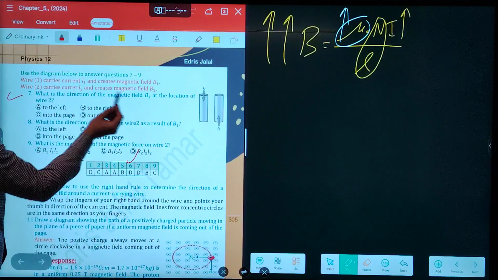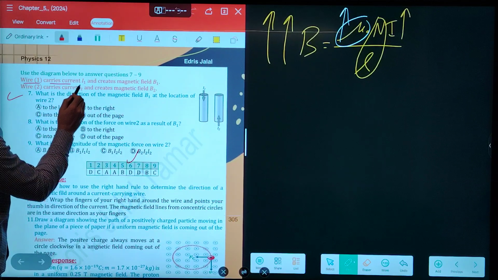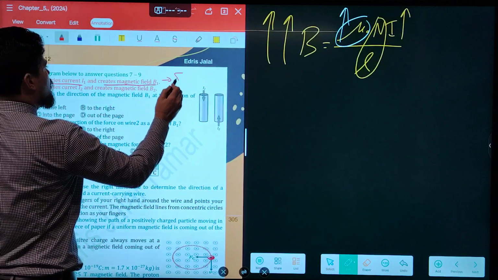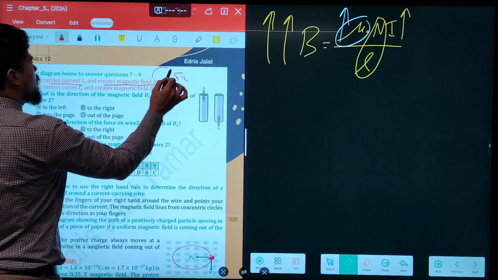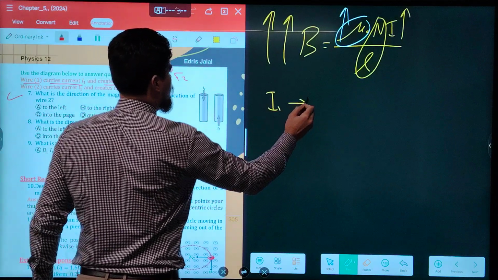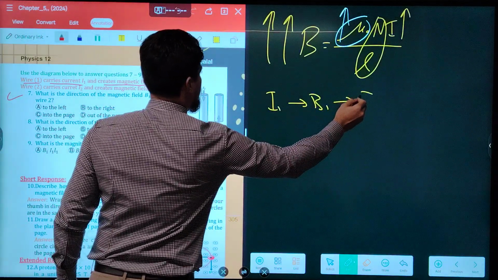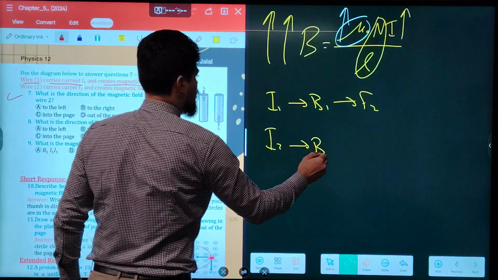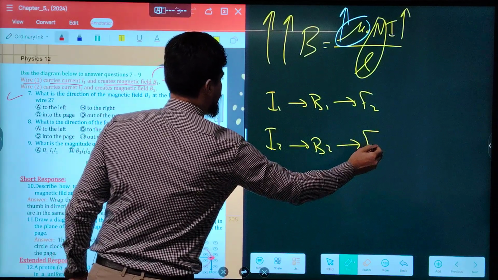Question 7, we have two parallel wires. Wire 1 carries current I1 and creates magnetic field B1. And creates F2. B1 creates what? F1. Guys, wire 1, I1 creates B1 and B1 creates what? F2. But I2 creates B2 and creates F1.